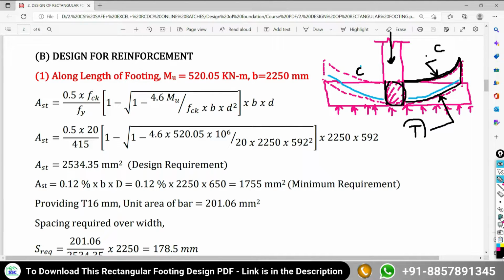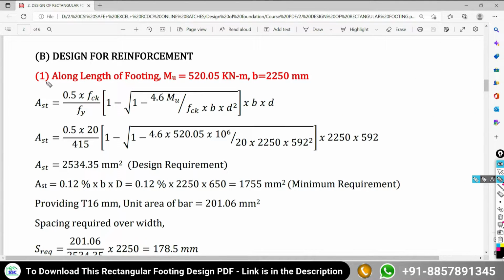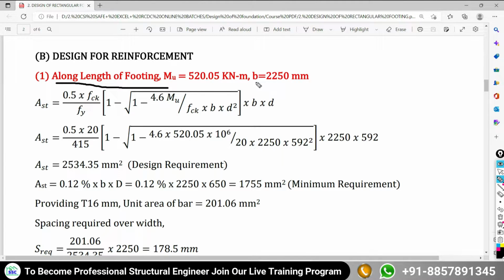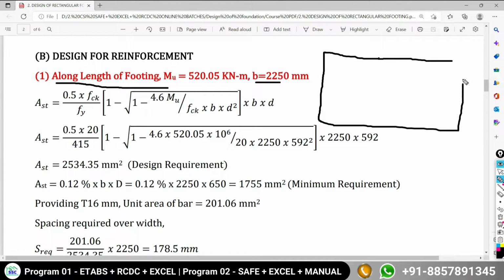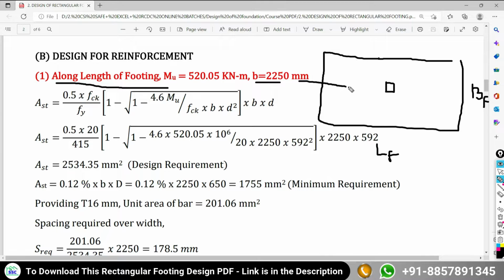You need to understand, we need to find out the reinforcement along the length of the footing over the considered width. This is another important point. Suppose this is the footing, this is the length of the footing and this is the width of the footing, and there is a column. We have already calculated the moment at the face of this column.